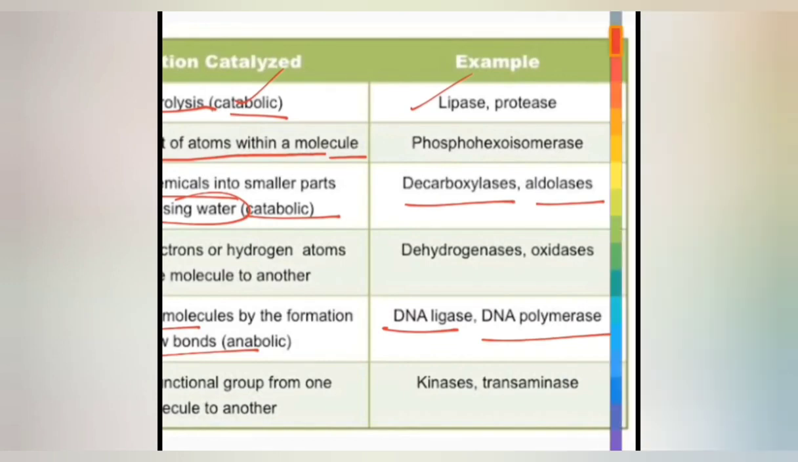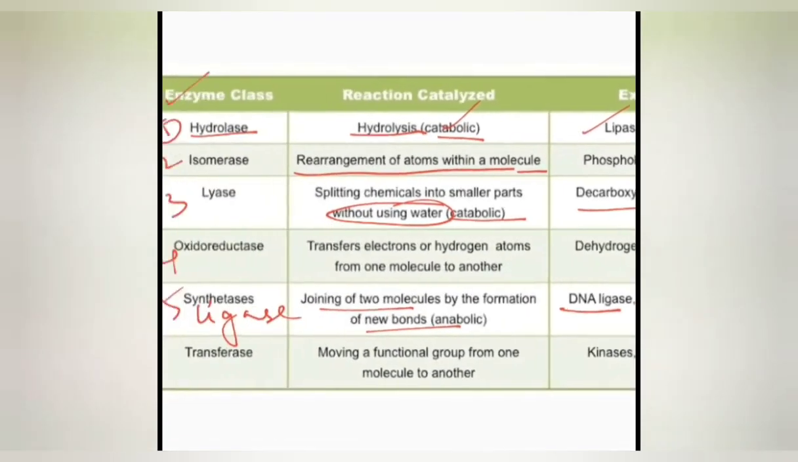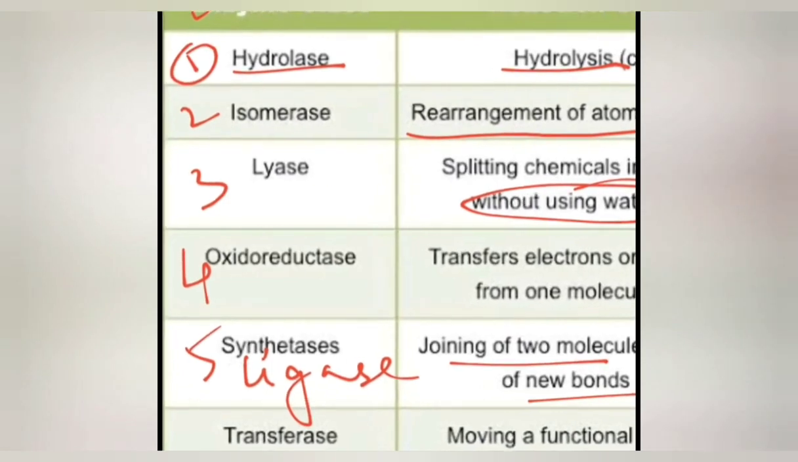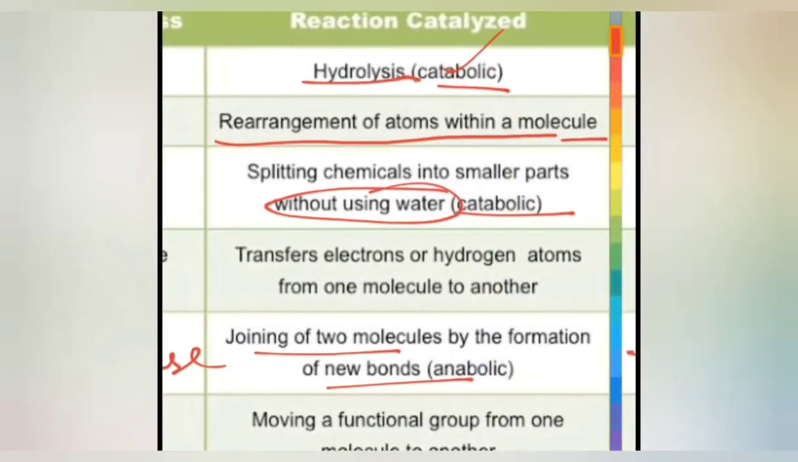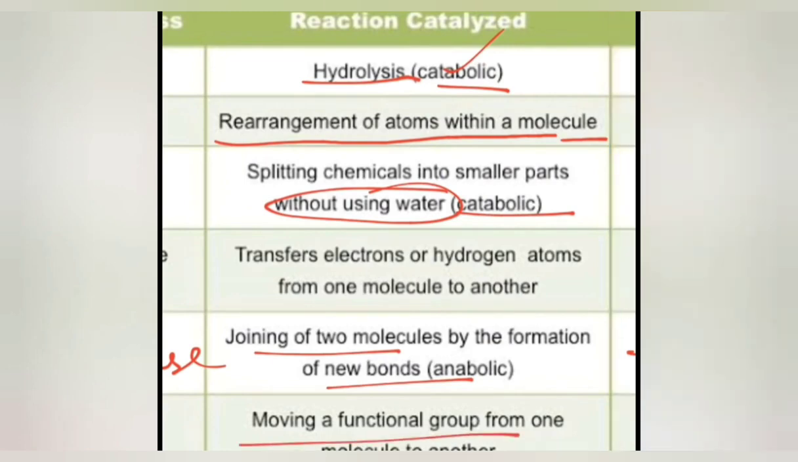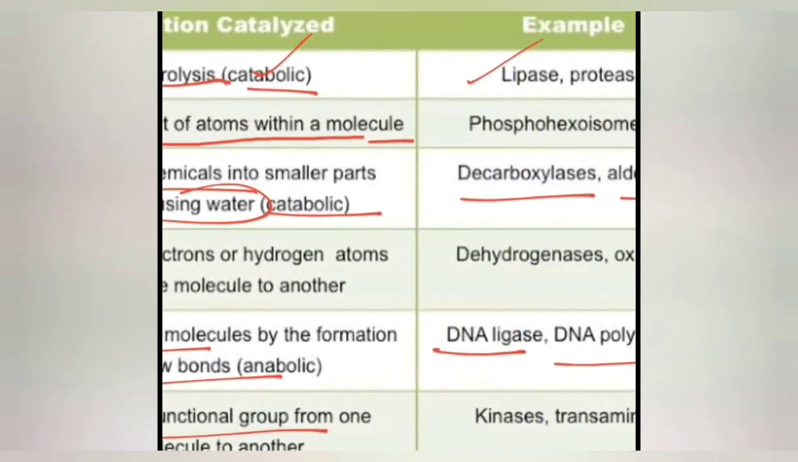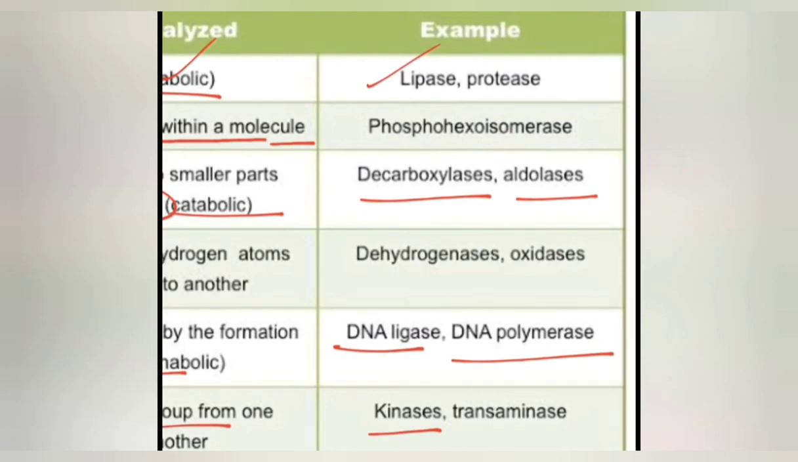These are all required during the process of DNA replication, and they all act as ligase enzymes which join two molecules together. Last one, the sixth one, is transferase. From the name only you can understand these enzymes catalyze the transfer of a particular functional group from one molecule to the other molecule. Moving a functional group from one molecule to the other. Examples include kinases, transaminase.